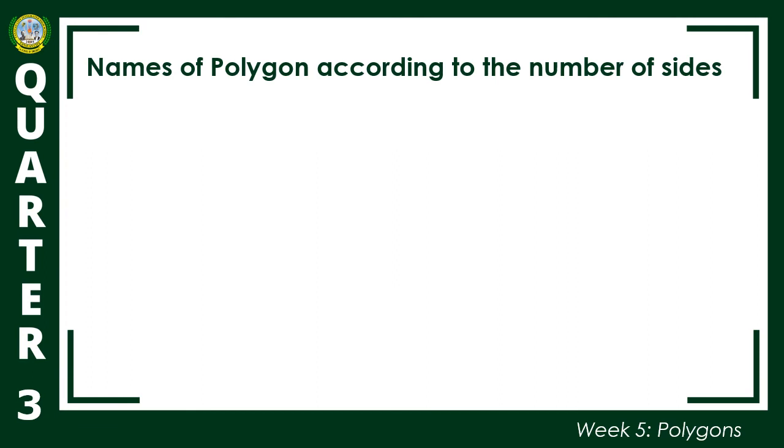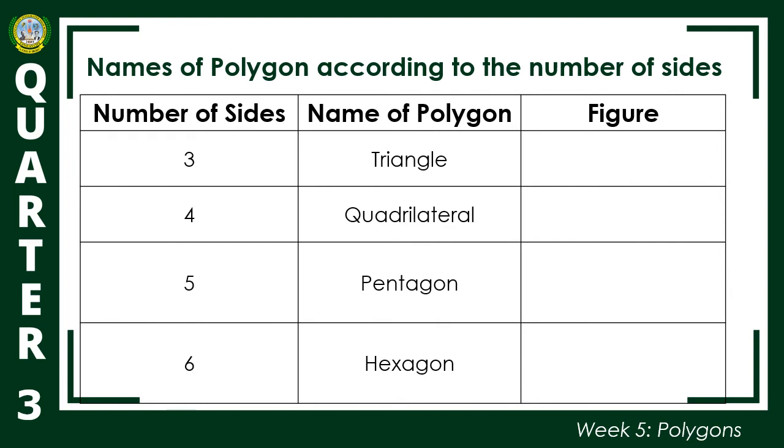Let us now move on to the different names of polygons according to the number of sides. Kanina, classifications based on the convexity. Ngayon naman, based on the number of sides. When the polygon has 3 sides, ang tawag po ay triangle. So, ito po yung example natin. Kapag naman po 4 sides, ang tawag po ay quadrilateral. So, yung mga rectangle, mga square pong yan, ay lahat sila ay quadrilateral.